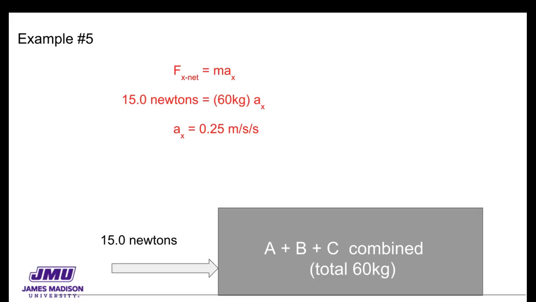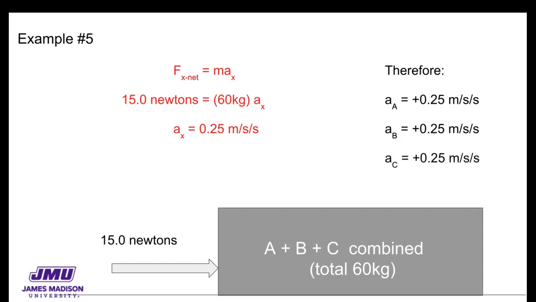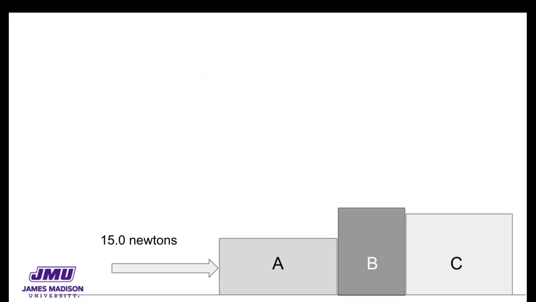Once I've done that, I can establish very explicitly that the acceleration of box A is 0.25 meters per second to the right. And the acceleration of box B is also that much. And the acceleration of box C is also that much. So analyzing it all at once allows me to then take that value of the acceleration and go in and analyze the individual boxes whose accelerations I know.